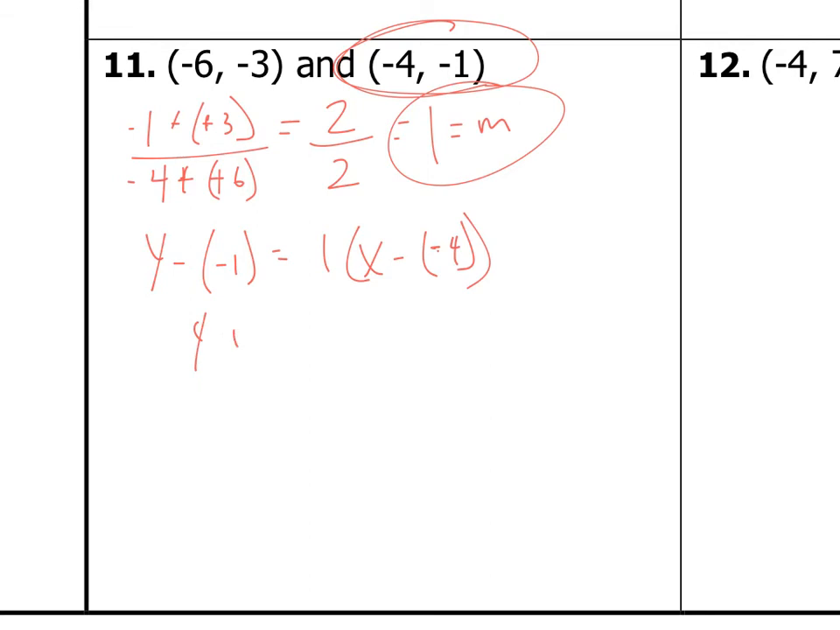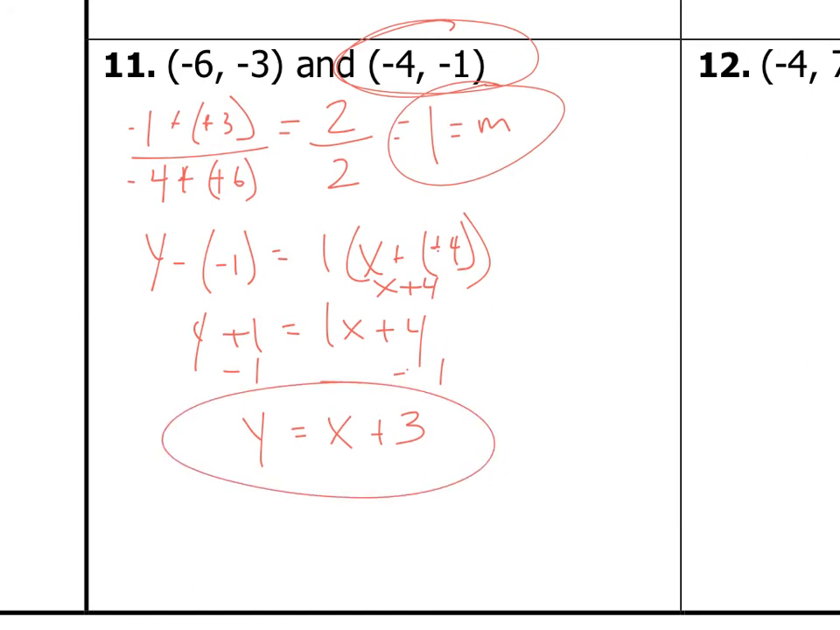This turns into y plus 1. This turns into 1x. Remember, this is really a positive 4, right? This is x plus 4 now. So there you go. Once we distribute into that positive 4, subtract 1 from both sides. y equals x plus 3. There we be. All right.